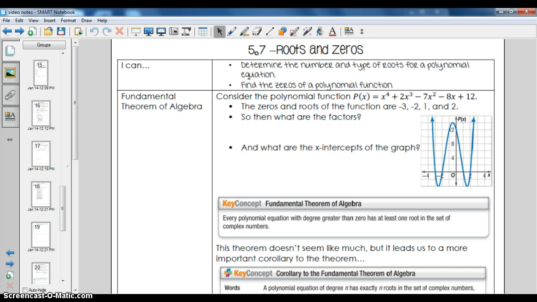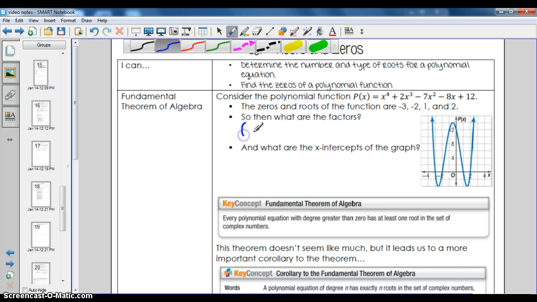So we're going to determine the number and type of roots for a polynomial. So for this first one, consider the polynomial function. The zeros and roots of the function are -3, -2, 1, and 2. So then what were the factors? If these are the zeros, then inside the parentheses, remember, it's basically opposite. So it's x plus 3, it's x plus 2, it is x minus 1, and it is x minus 2.